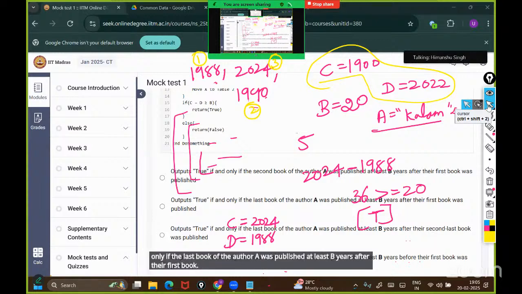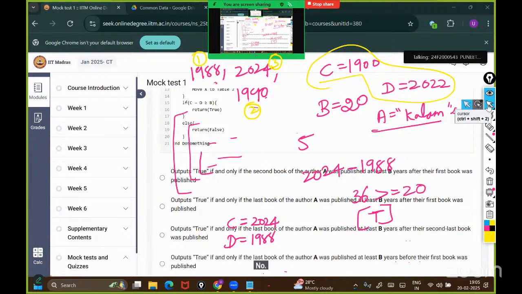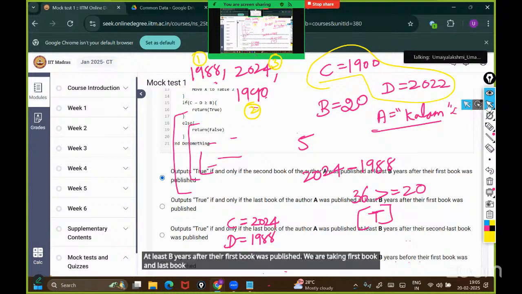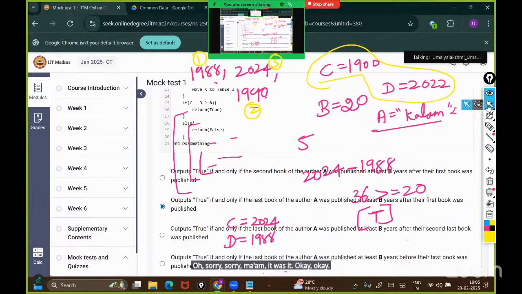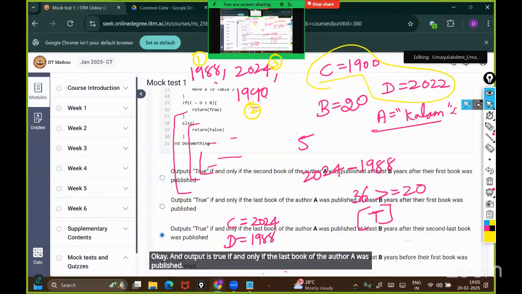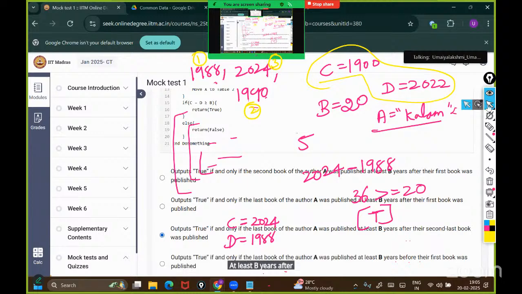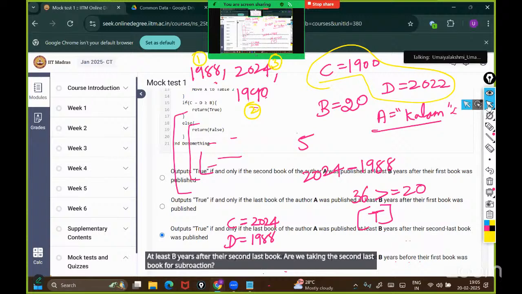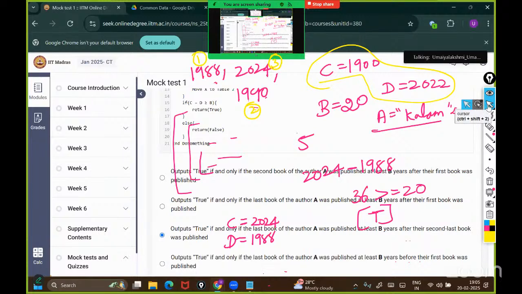Yes, true. At least B years after their first book. We are taking the first book and last book; that's what I mentioned, right? Okay, got it. And output is true if and only if the last book of the author A was published at least B years after their second last book. It's wrong. Are we taking the second last book for subtraction? No, of course, we are taking first and last.